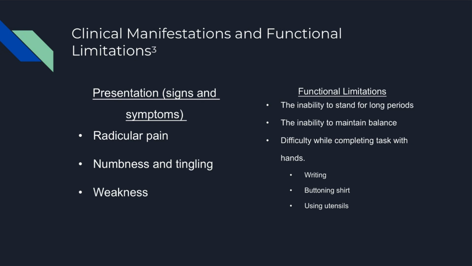Weakness in the arm, hand, leg, or foot. And then some of these signs and symptoms can lead to functional limitations, such as the inability to stand or walk for long periods of time, the inability to balance, and difficulty completing tasks with your hands, such as writing, buttoning your shirt, or using utensils.